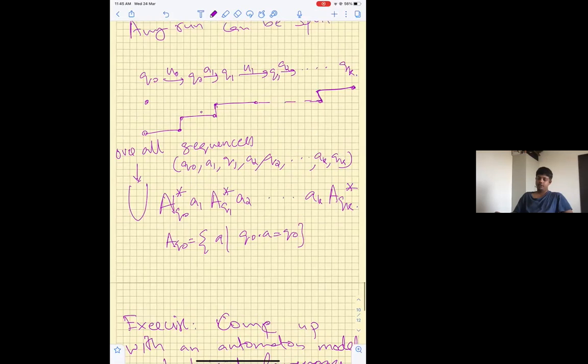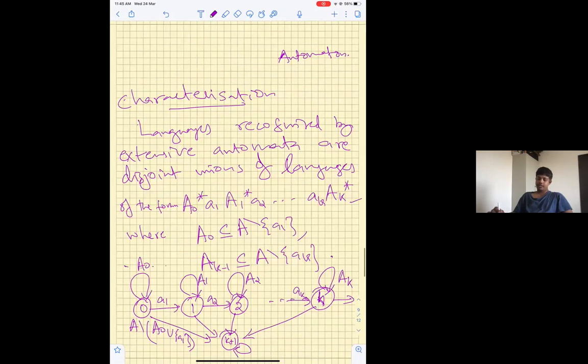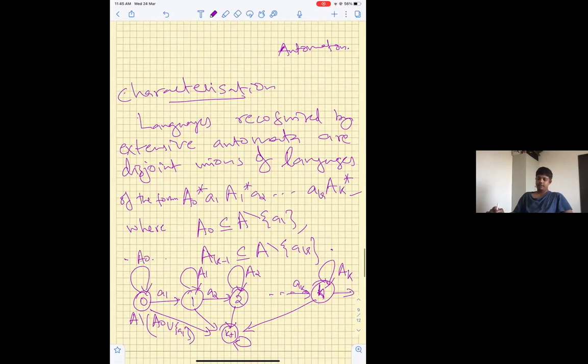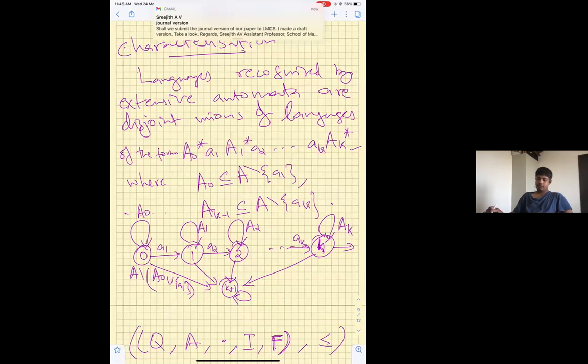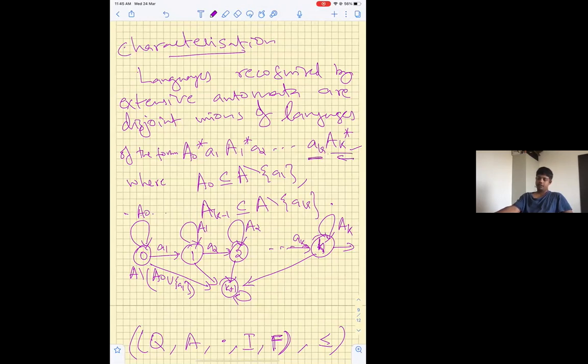It will have exactly the same form, A0 star A1, A1 star A2, etc. up to AK star. But now you will say that AK is a subset of A minus AK, so you have some letters, and then this letter is not there in this, and then you have some letters, and this letter is not there in this, and so on. Do it as an exercise.